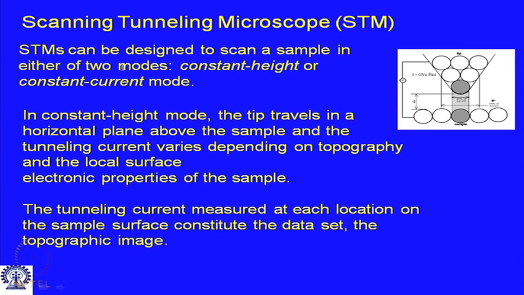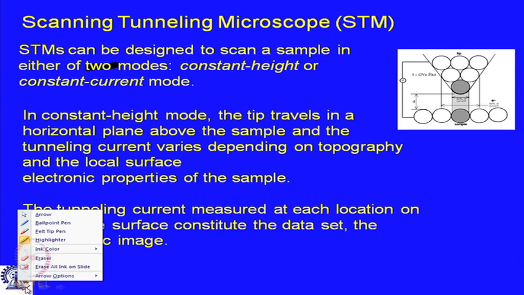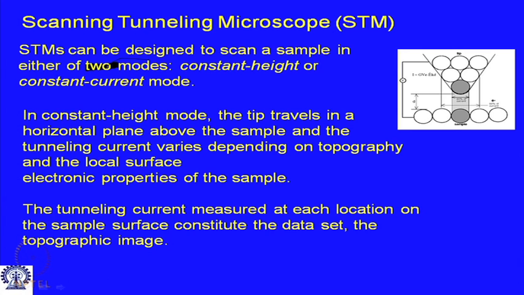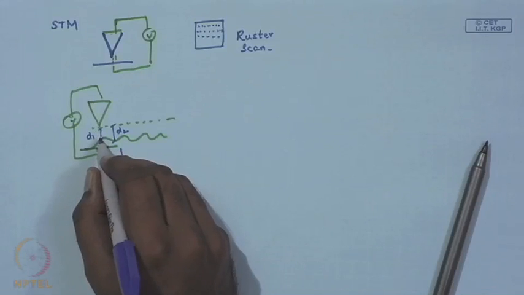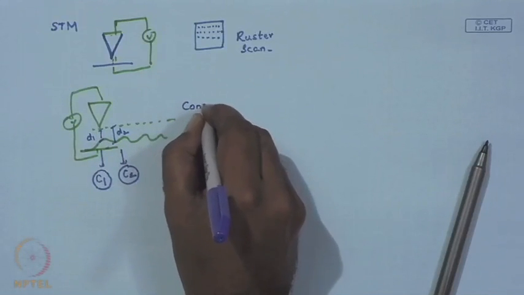STM can be designed to scan a sample in two possible modes. Okay, so this is important. You can have two different modes. One is the constant height mode, and the other one is the constant current mode. The one we briefly described over here is actually the constant height mode.